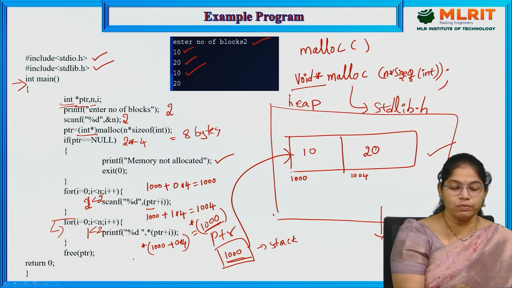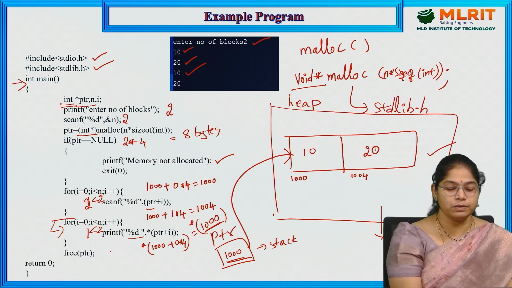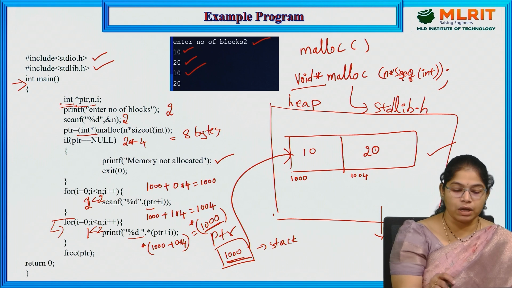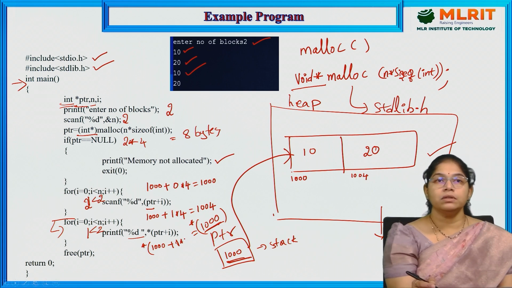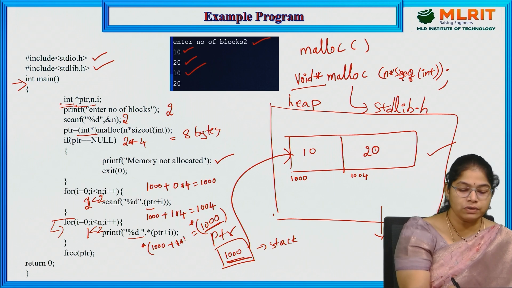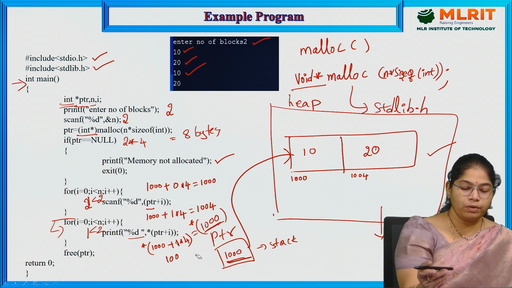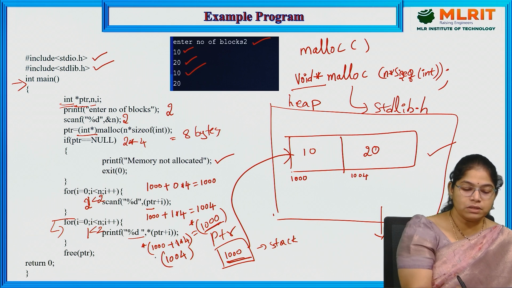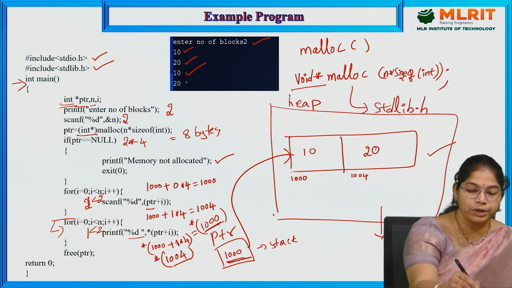Then printf. The next value which is stored in the location, I want to print. So here %d, because it is an integer type value, so the format specifier is %d, then star of ptr plus i. ptr value is 1000, but i value is 1, and it is an integer type, so the size occupied by that integer is 4. So 1 into 4 is 4, plus 1000 is 1004. In 1004, I want to access the value which is stored in this particular memory location. In that location, the value stored is 20. I am going to print this.